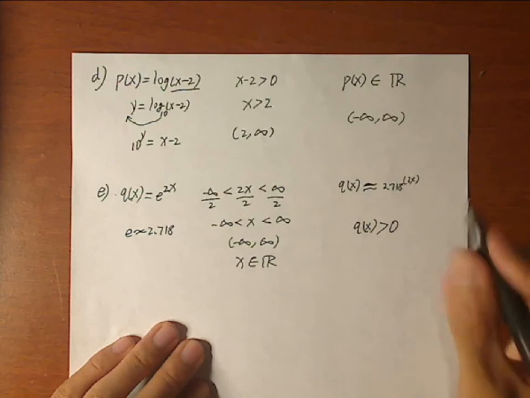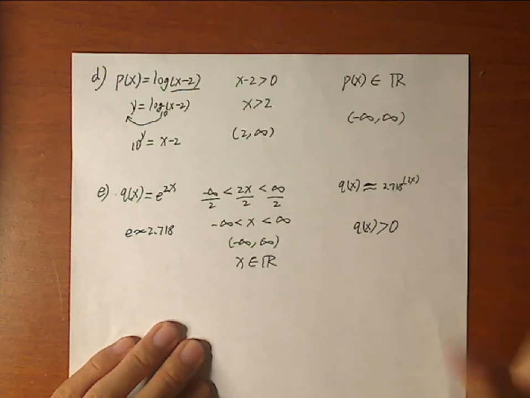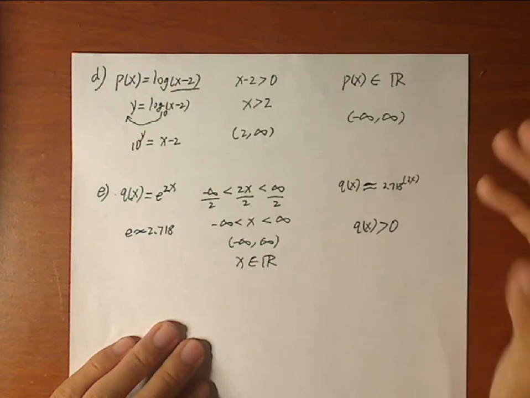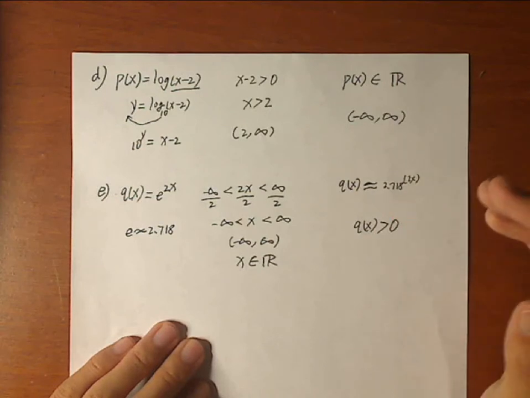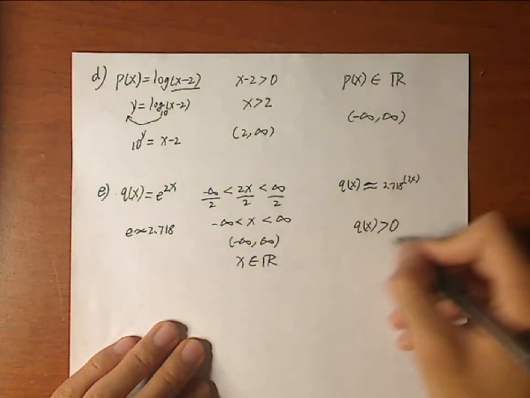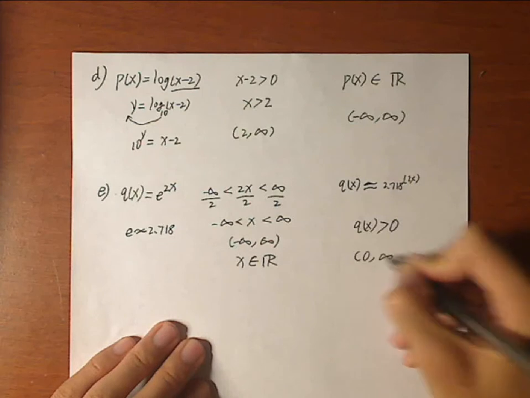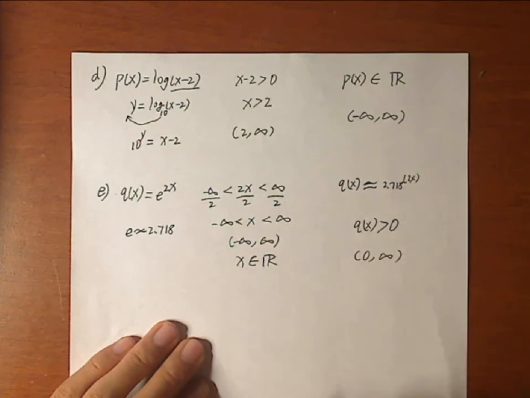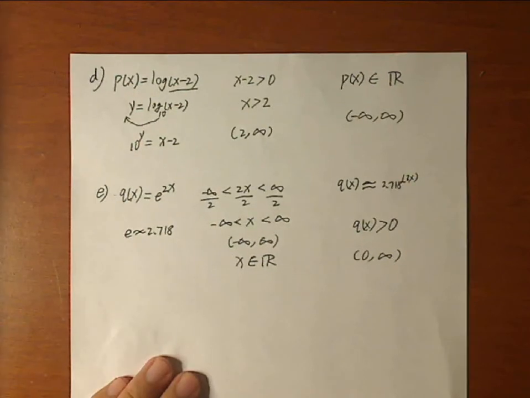The only case it becomes 0 is if the base is 0. 0 to the 0 power doesn't really make sense, but 0 to the 1 power, 0 to the 2 power, 0 to the negative 1 power, like that. But here the base is not 0, so this is all positive, from 0 to infinity.